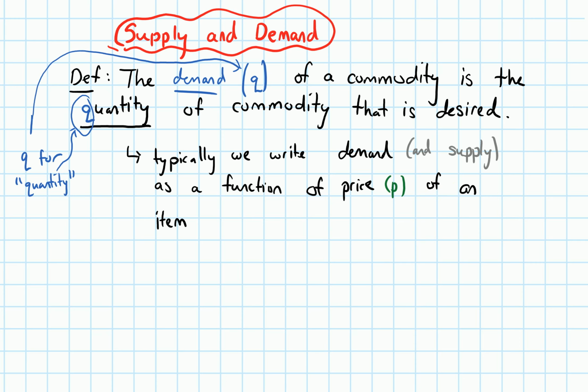So depending on what the price of an item is, the demand, like the collective number of people that will want that commodity, will change. So typically, the higher the price of an item is, the lower the demand is, the less that people will want it. All right, so let's look at an example.